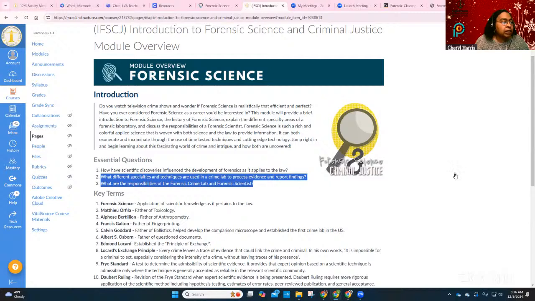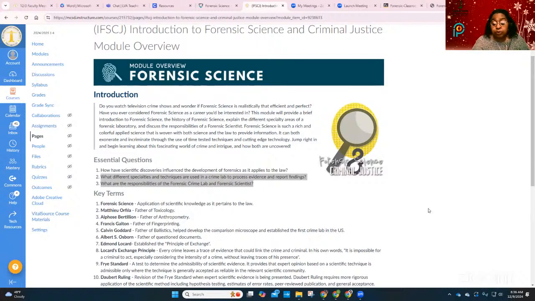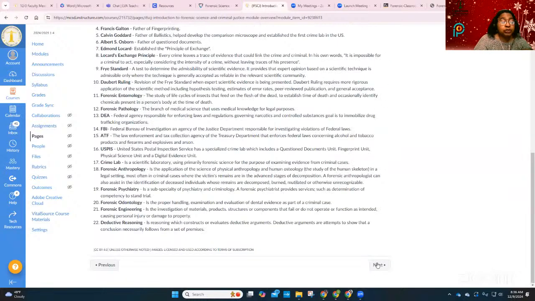And got somebody else coming. And what are the responsibilities of a forensic crime lab and scientist? Okay, so those are important questions. So we're going to look at those today. But before I go to those pages, I just want to tell you in general, one, be familiar with your vocabulary. That's always, always important.